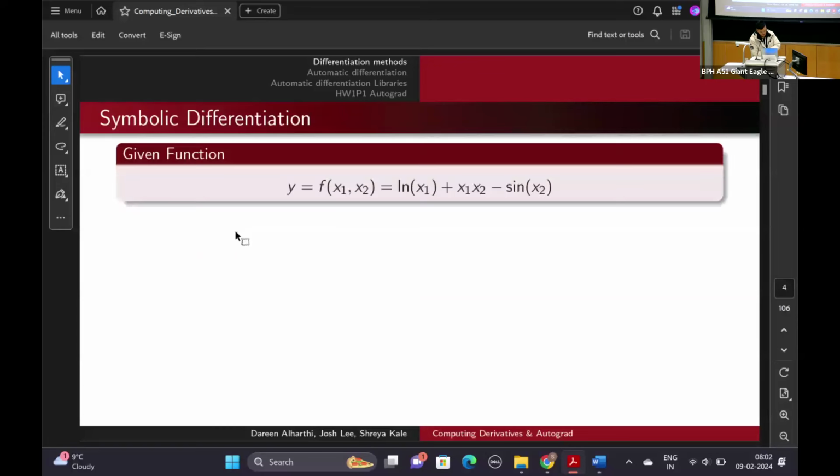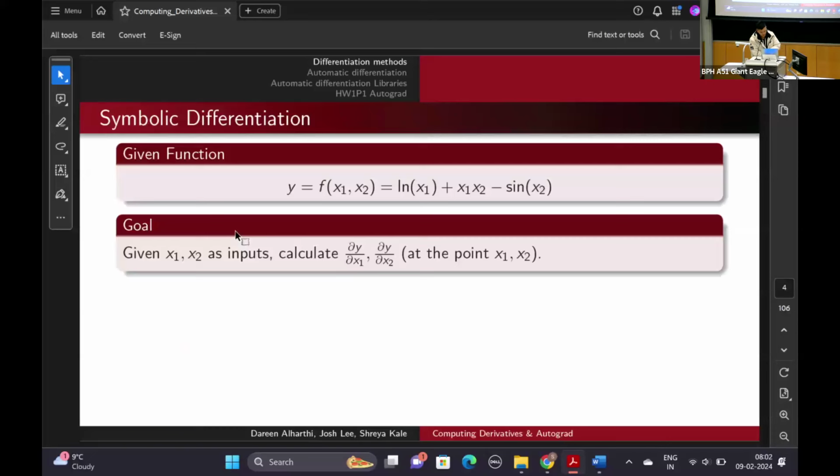All right. So here, let's consider a simple function taking in two inputs, x1 and x2, and involving them in these three different terms. Given x1 and x2, we want to calculate the derivative of the result with respect to each of these. And so who knows how to do this? Just give me del y del x1. What would that be?